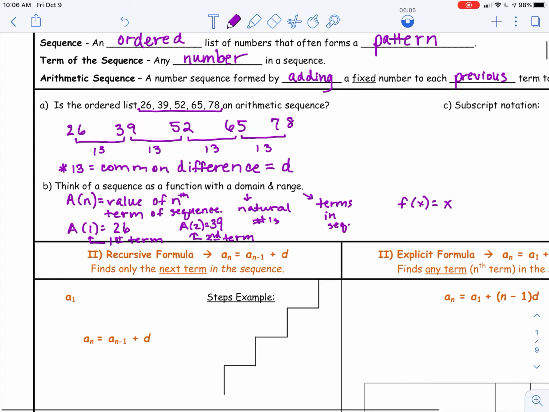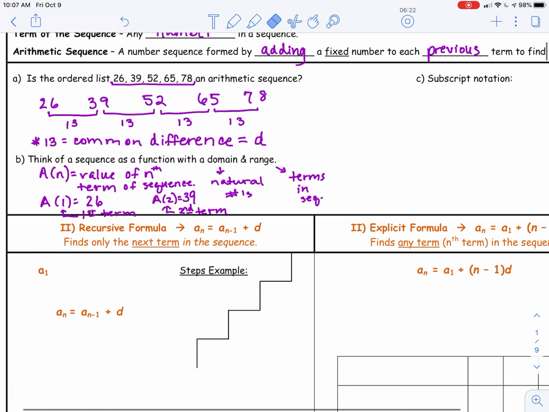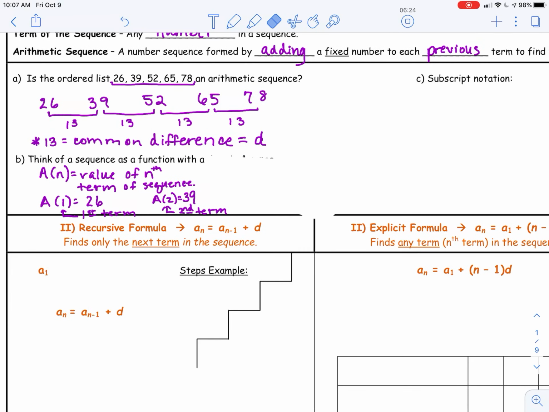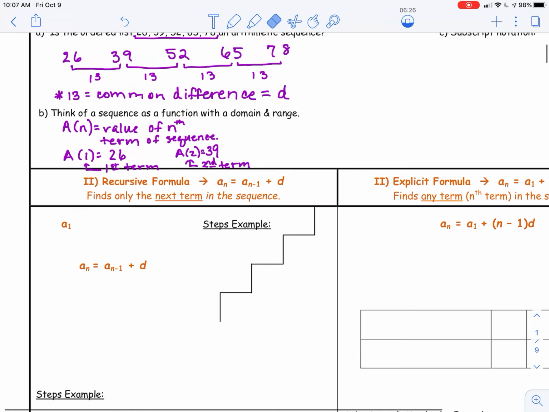But anyway, I wanted you to notice that what's happening here with the 1 and 26 is really like a set of coordinate pairs. 1 and 26, and the other one is 2 and 39. So if I actually wanted to plot these on a graph, I have a set of ordered pairs that I can do that with. Don't write that down. That's not necessary to have in your notes. I just wanted to make sure I said that to you.